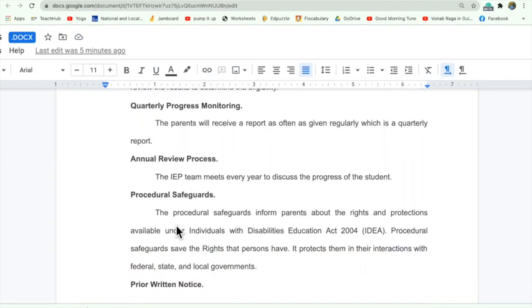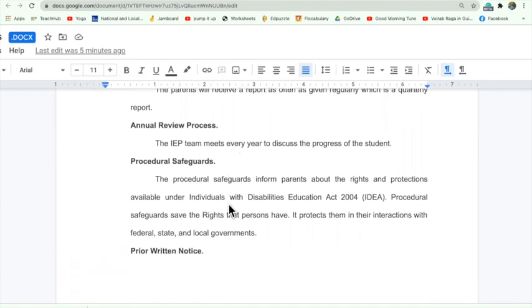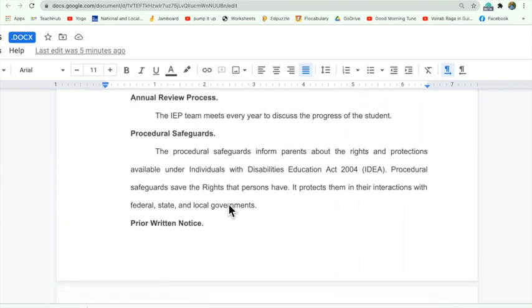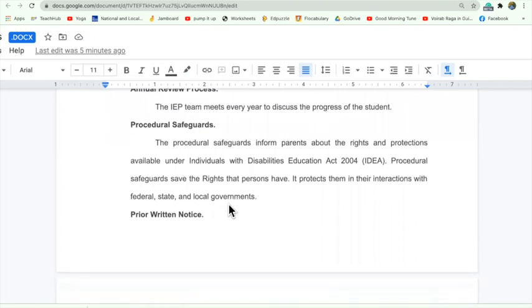Annual review process. The IEP team meets every year to discuss the progress of their student. Procedural safeguards. The procedural safeguards inform parents about the rights and protections available under the Individuals with Disabilities Education Act 2004, IDEA. Procedural safeguards save the rights that persons have. It protects them in their interactions with federal, state, and local governments.